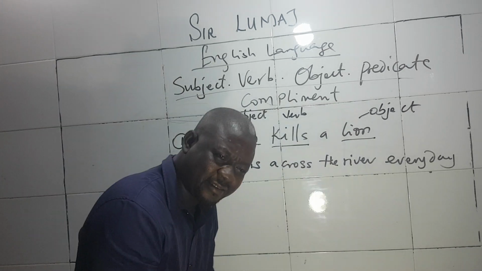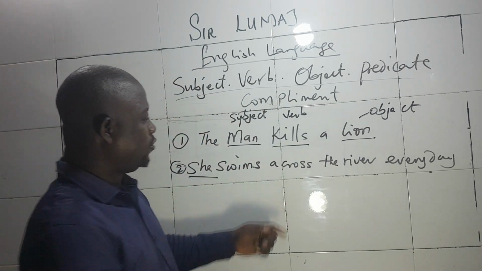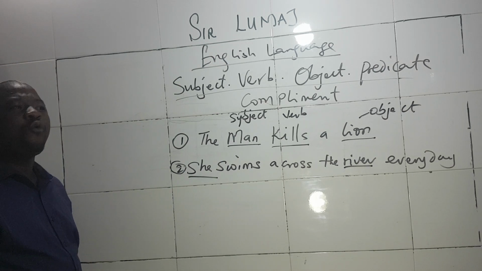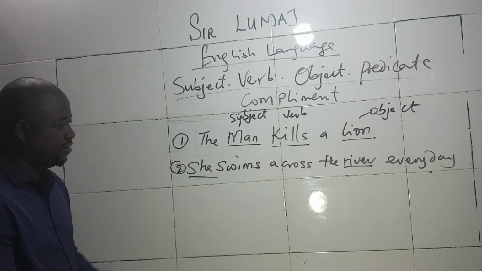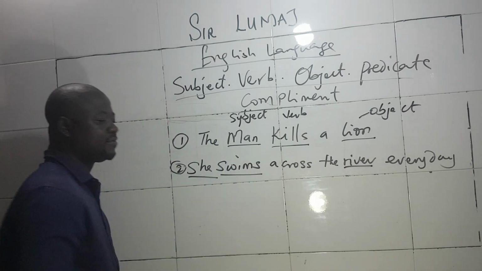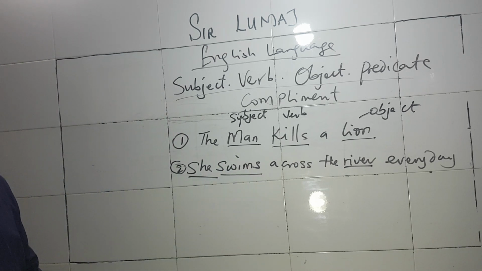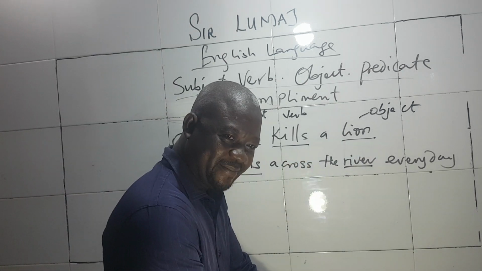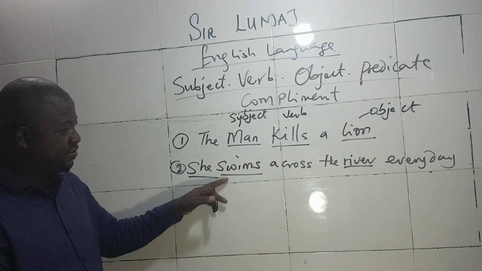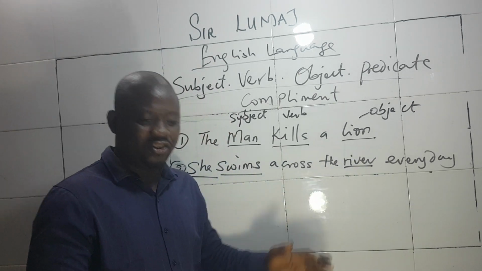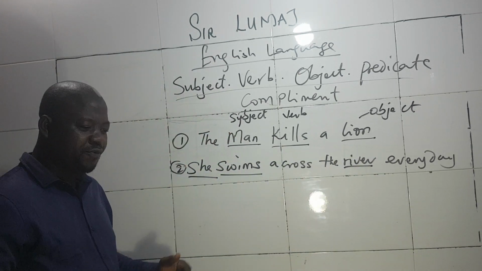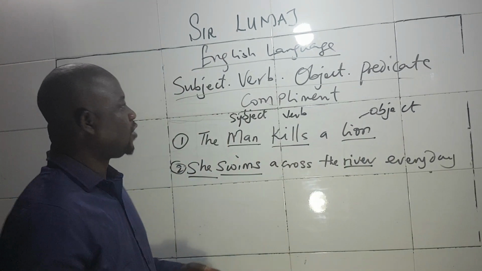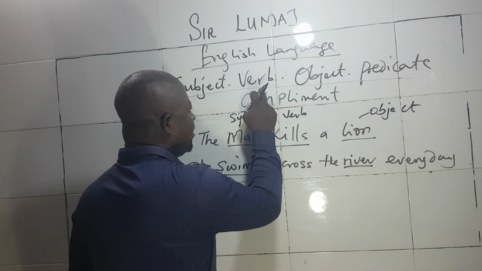Where is she performing the action? Oh, it's in the river. What action is she performing? Swims. Is it clear? So we have the subject, we have the verb, and we have the what? Object. Your subject will come first, followed by your verb, then your object. So I've explained subject, verb, object.